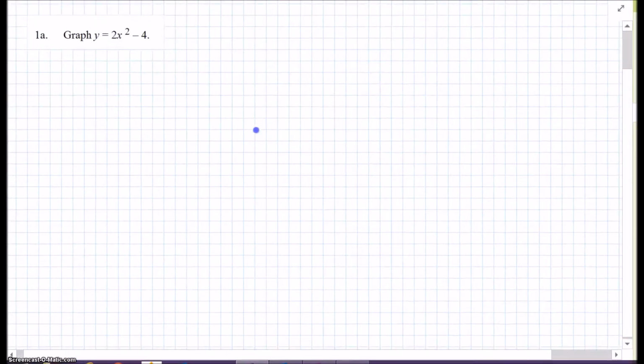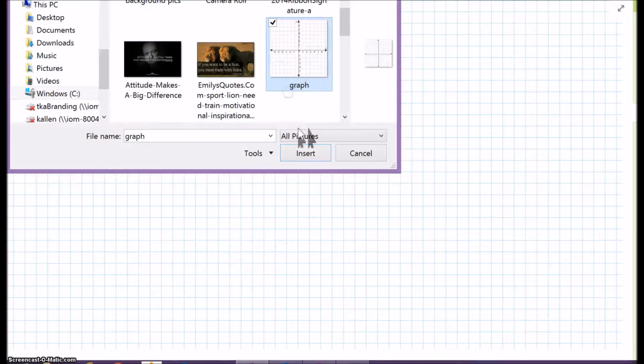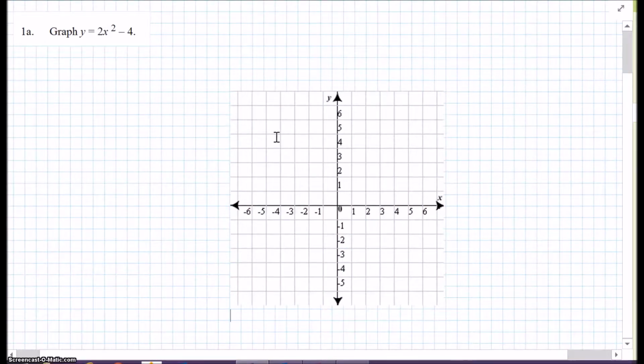Okay, let's look through this example real quick and see what we get. Y equals 2x squared minus 4. So step 1, let's find the vertex. The vertex is going to be 0 since there's no b value, and negative 4. So we can plot that right now on our graph.